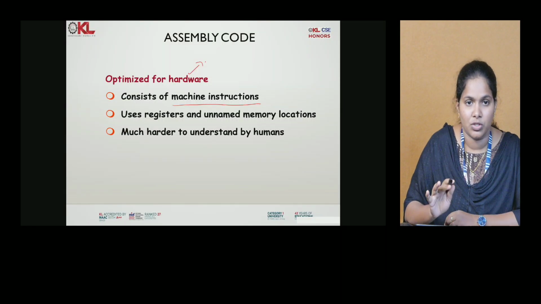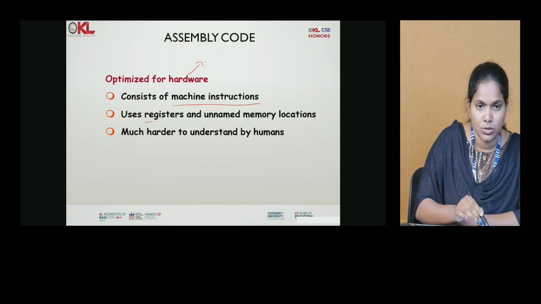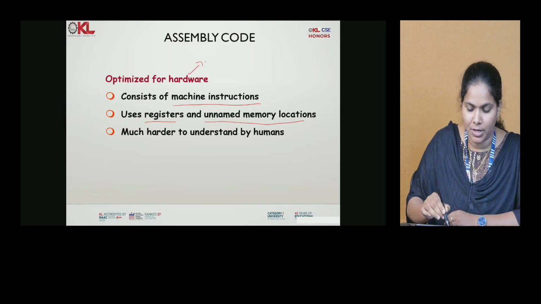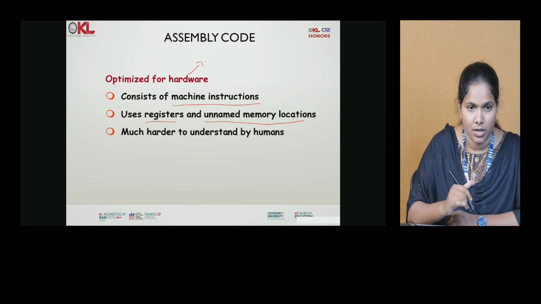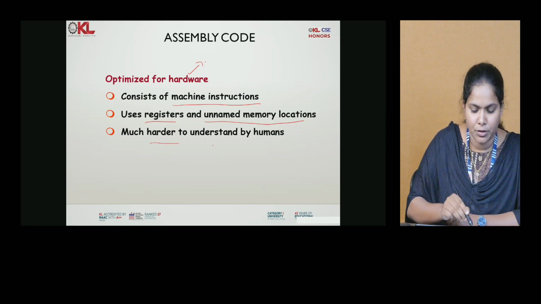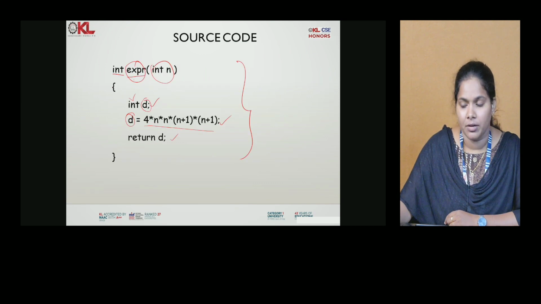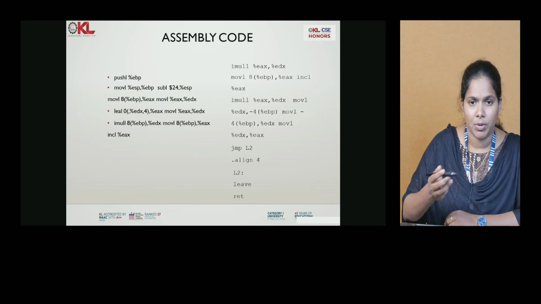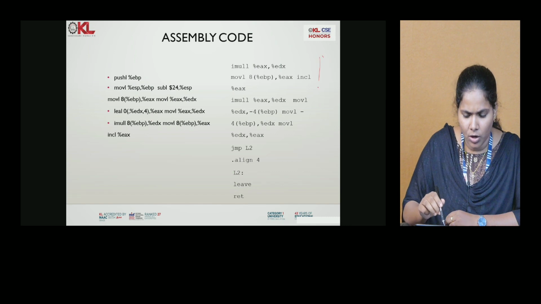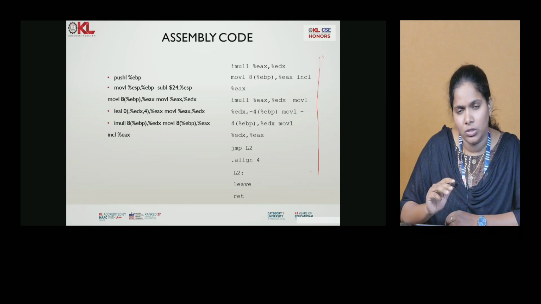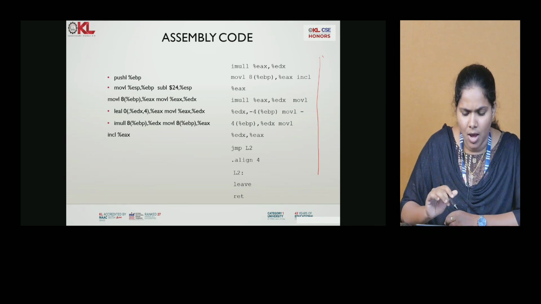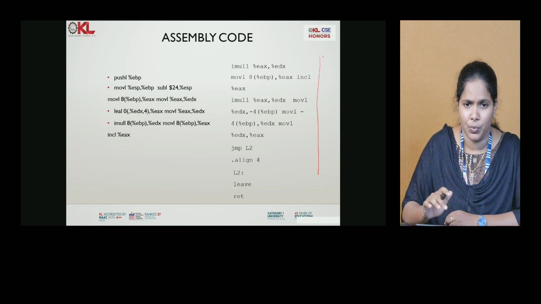instruction. It consists of the machine instructions, and you can see it uses the registers and unnamed memory locations in order to store the variable, right? And it is much harder to understand by humans. Previously we understood this one. Now we are not able to understand this one, maybe same code, but it is not that human readable.